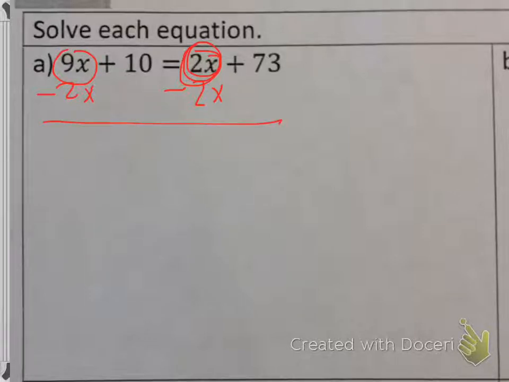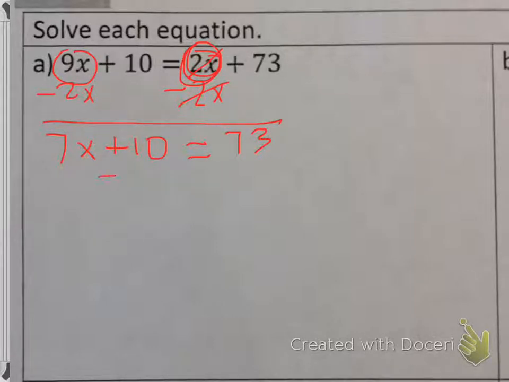So 9x minus 2x is 7x. I still have the plus 10 on this side. Over on this side, 2x minus 2x is gone. It's 0, which is why we did this. And then we're equal to the number 73. Now this is just like last night's homework where we're just going to finish solving the equation now. Once we get the variables on one side alone, then it's really easy to solve the rest of the equation.